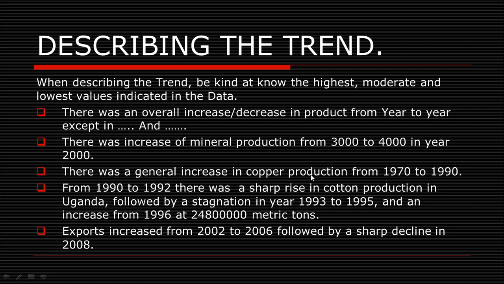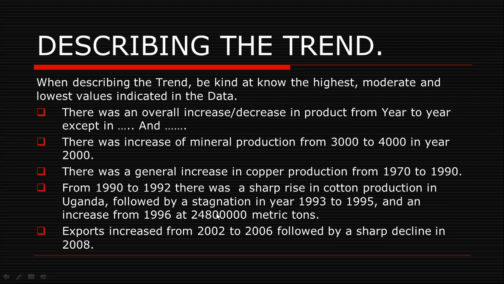You can also choose to say that from 1990 to 1992, there was a sharp rise in cotton production in Uganda, followed by a stagnation. A stagnation is now the other thing I was telling you on the other key, that there was an increase and then a fall, but it remained there in the same year. And then it rose, or it increased from 1996, and we are giving the figures.